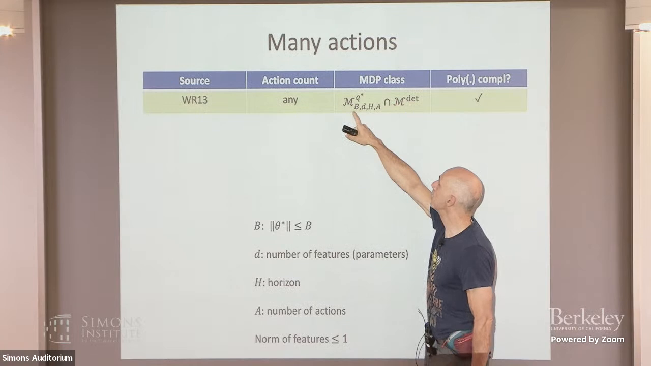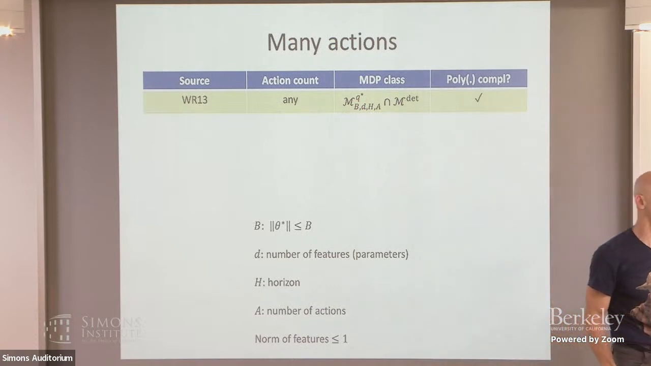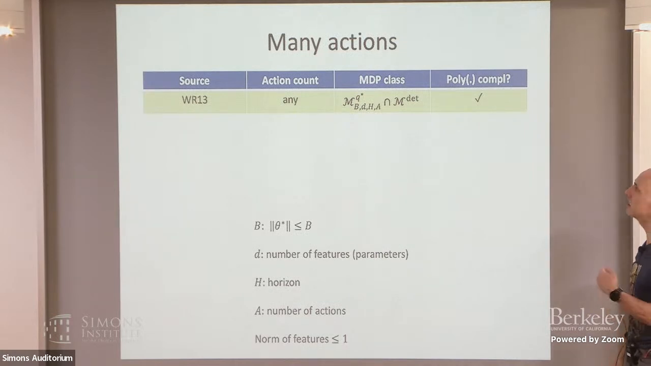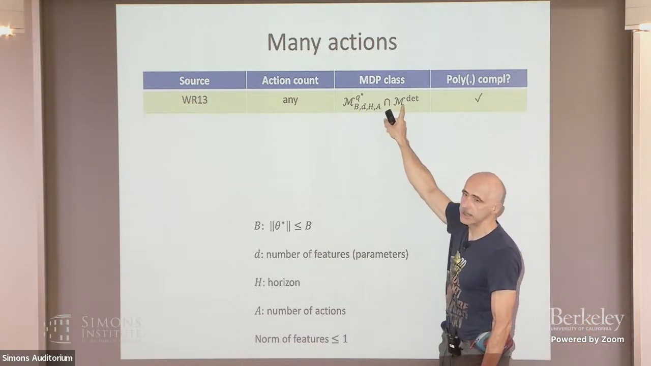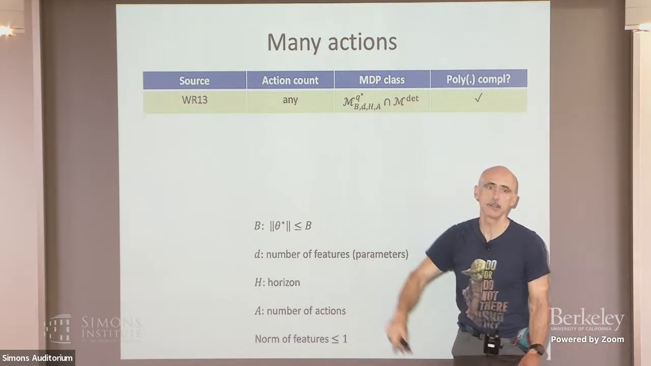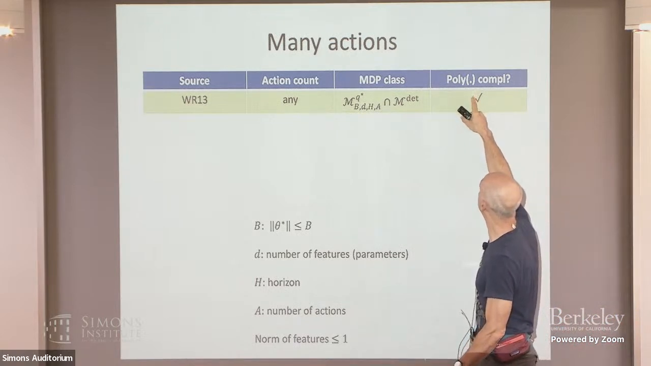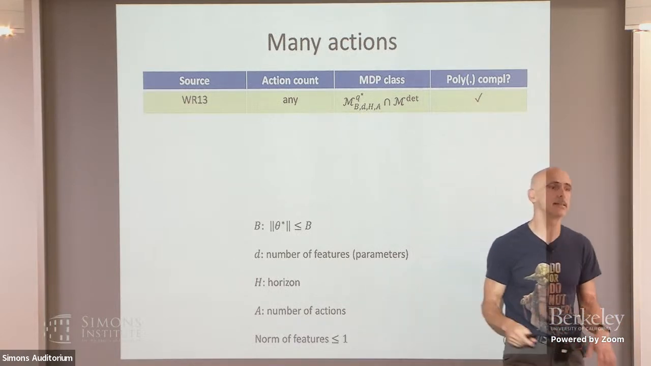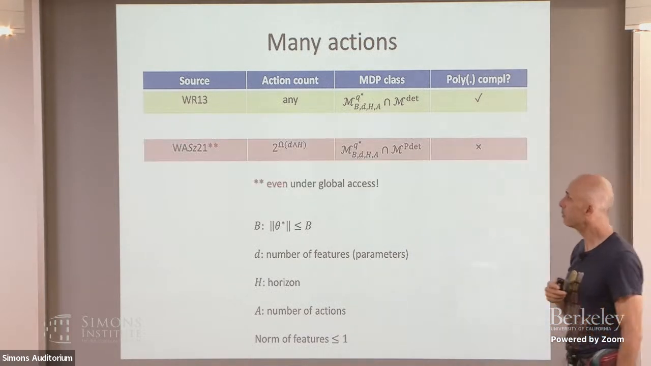M is for MDP. These are the parameters. This Q star means that it's Q star realizable. That means that the features handed to the algorithm are such that the Q star function, the optimal action value function, lies in the span of the features. This other class is all deterministic MDPs. So if you consider only deterministic MDPs and the Q star function is realizable, then this checkmark means that there is a poly-query complexity, in this case also computational complexity, algorithm that solves this problem. That's the first result.